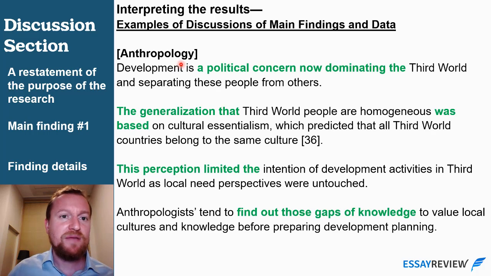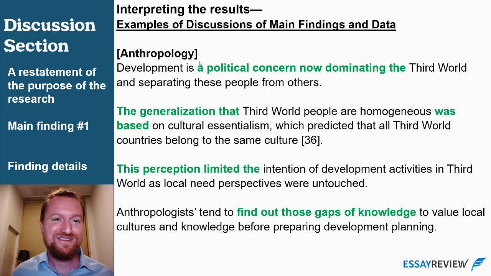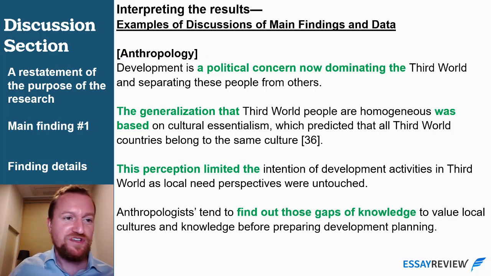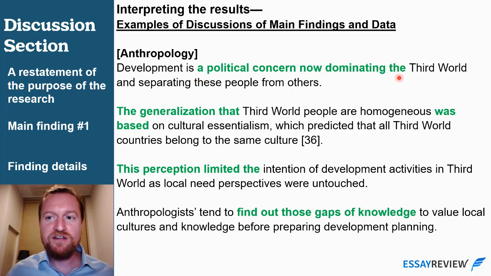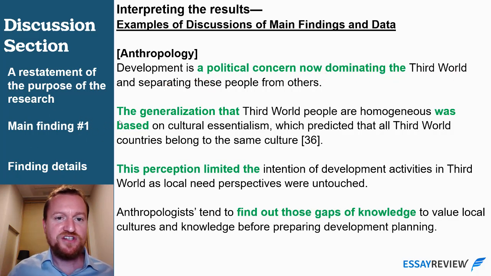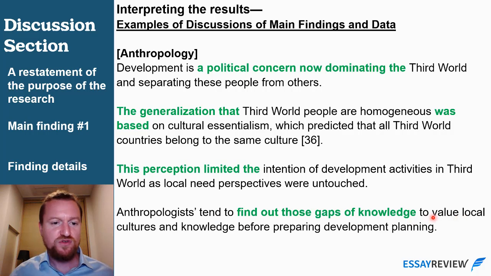Okay, another paper, anthropology, which is, I believe, a social science, but skirts the line of humanities as well. So you're going to restate the purpose, give a main finding, give the finding details. Development is a political concern now dominating the third world. Main finding. The generalization that third world people are homogeneous was based on cultural essentialism. Finding details. This perception limited the intention of, so on and on. Anthropologists tend to find out these gaps in knowledge to value local cultures and knowledge before preparing development planning.